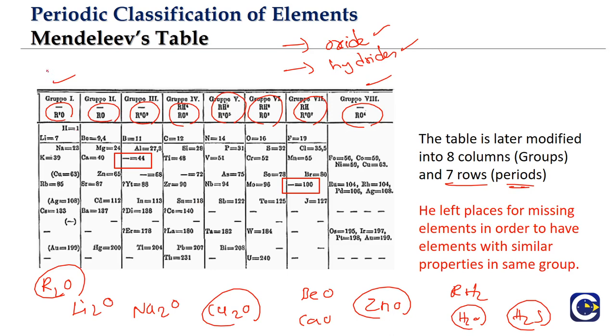Like if you see the first group, they'll form oxides of the type R2O. Second group RO. Third group R2O3. Fourth group, it will be what? RO2. Fifth group, it will be R2O5, the highest oxide. Sixth group, it will be RO3. Seventh group, it will be R2O7. If you look at the hydrides, starting from group 4, they'll form RH4. Group 5 RH3, group 6 RH2, group 7 RH. This is the type of hydrides they will be forming.